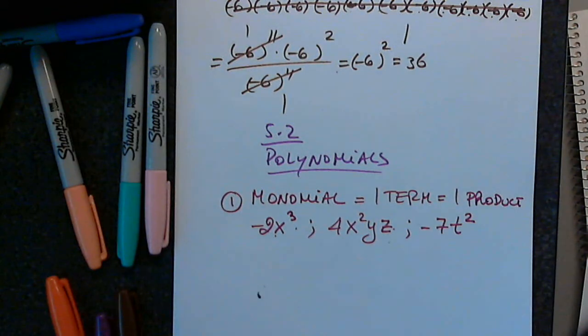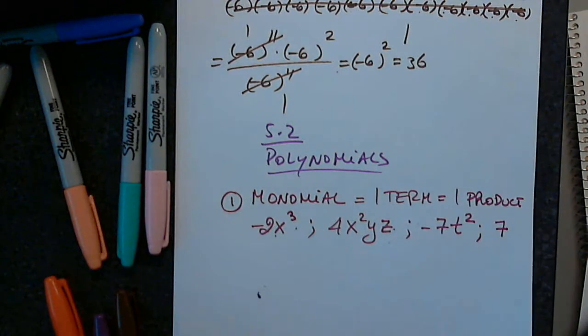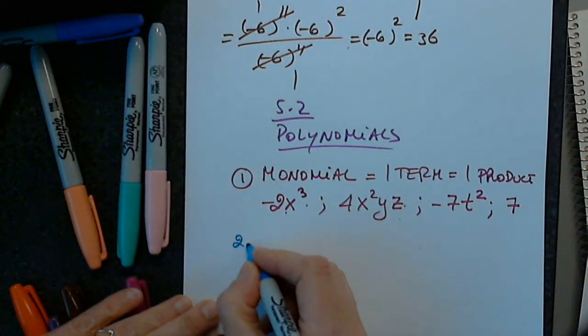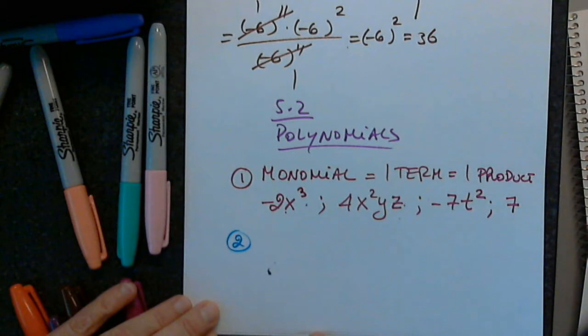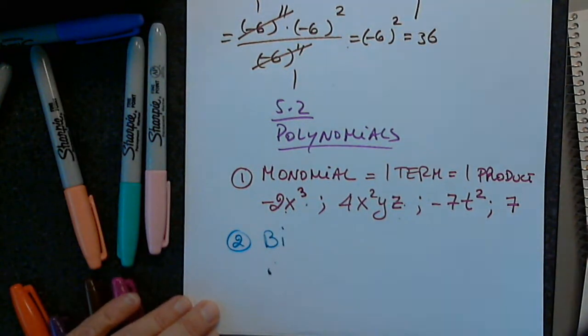It can have one factor, it can have two factors, it can have three factors, it can have one variable, two variables, three variables, whatever you want. It can even be 7 alone. 7 alone is a monomial. Doesn't have variables. So what? Still a monomial. One product, one term. The second category, of course, will be, what do you think? Binary. Exactly.